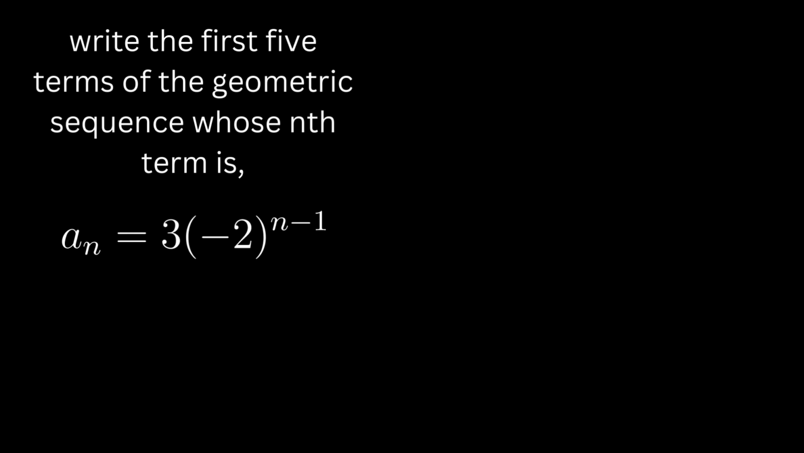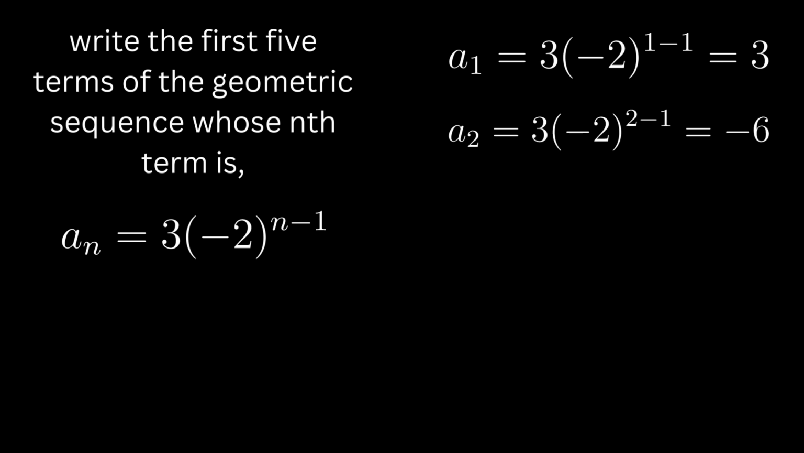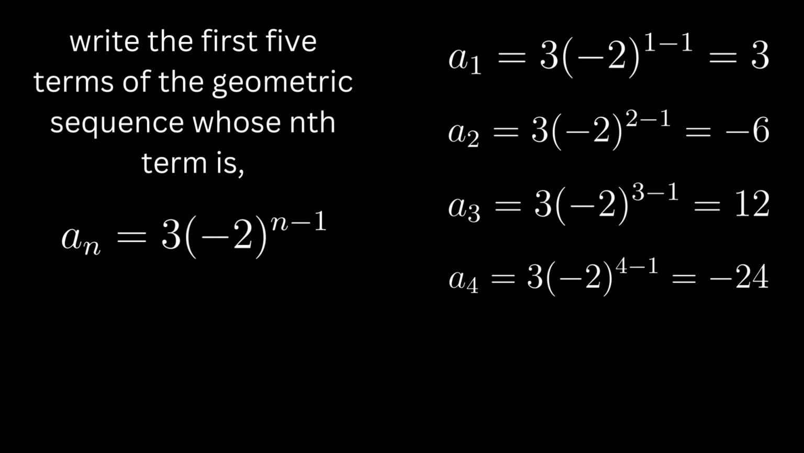Thus we get a sub 1 is equal to 3 times -2 raised to 1 minus 1, which is equal to 3. A sub 2 is equal to 3 times -2 raised to 2 minus 1, which is equal to -6. A sub 3 is equal to 3 times -2 raised to 3 minus 1, which is equal to 12. A sub 4 is equal to 3 times -2 raised to 4 minus 1, which is equal to -24. A sub 5 is equal to 3 times -2 raised to 5 minus 1, which is equal to 48.